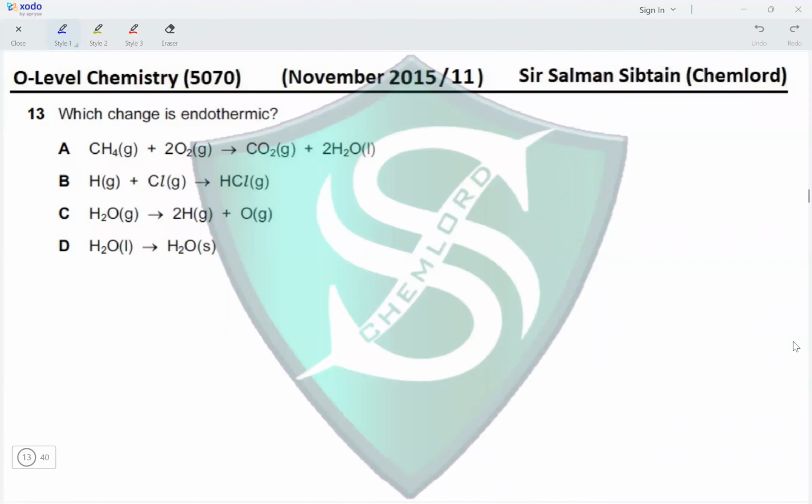Question 13. Which changes are endothermic? The first one is methane burning in oxygen, which means combustion of methane. Combustion is always an exothermic reaction. Next, H gas plus Cl gas gives HCl gas. This is bond making. Bond making gives off energy, so this is also an exothermic reaction.